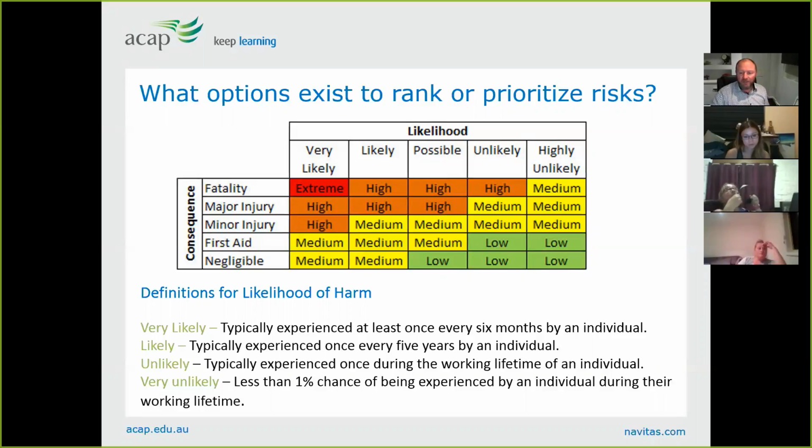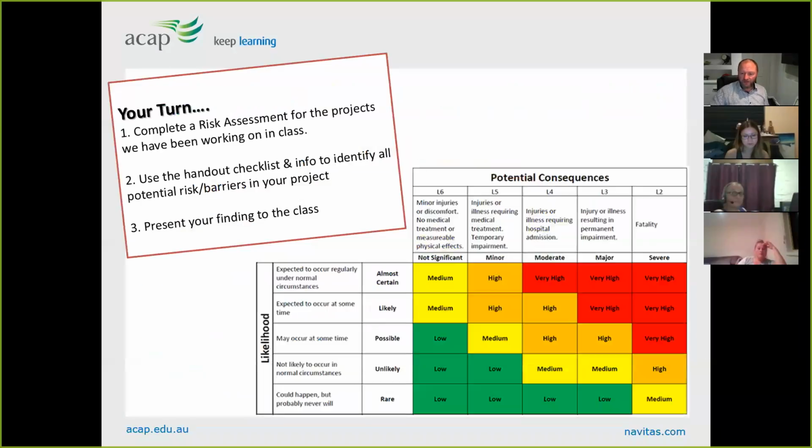If something's very likely, it's typically experienced at least once every 6 months. If it's experienced once every 5 years by an individual, it's likely. Unlikely, maybe once during the lifetime of an individual. Very unlikely, a 1% chance of happening in the working lifetime. So that starts to talk about those.